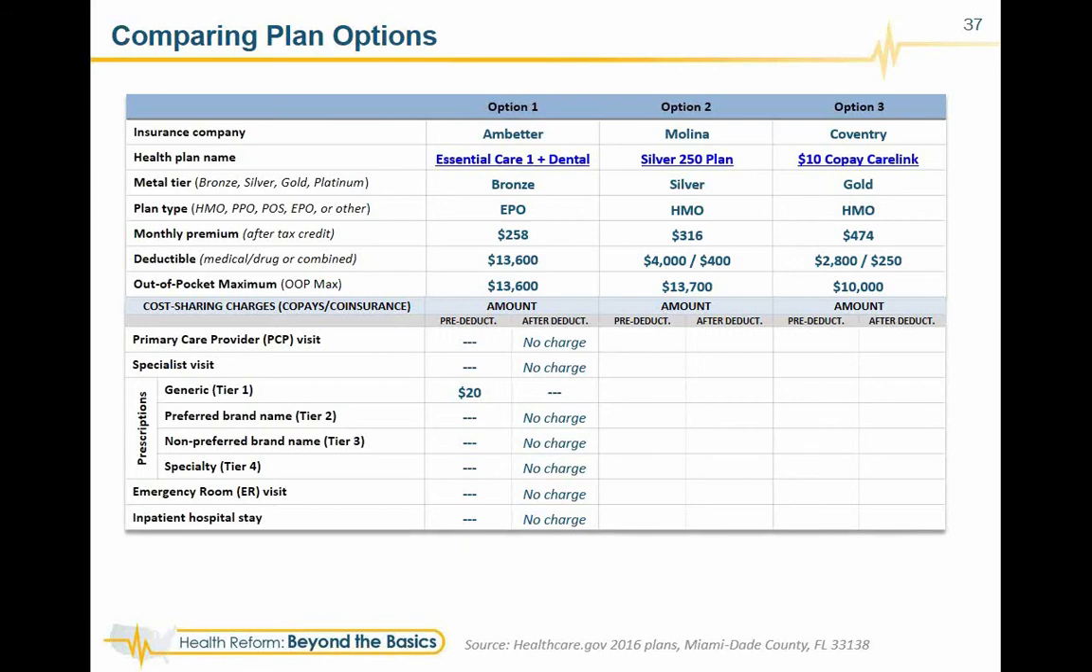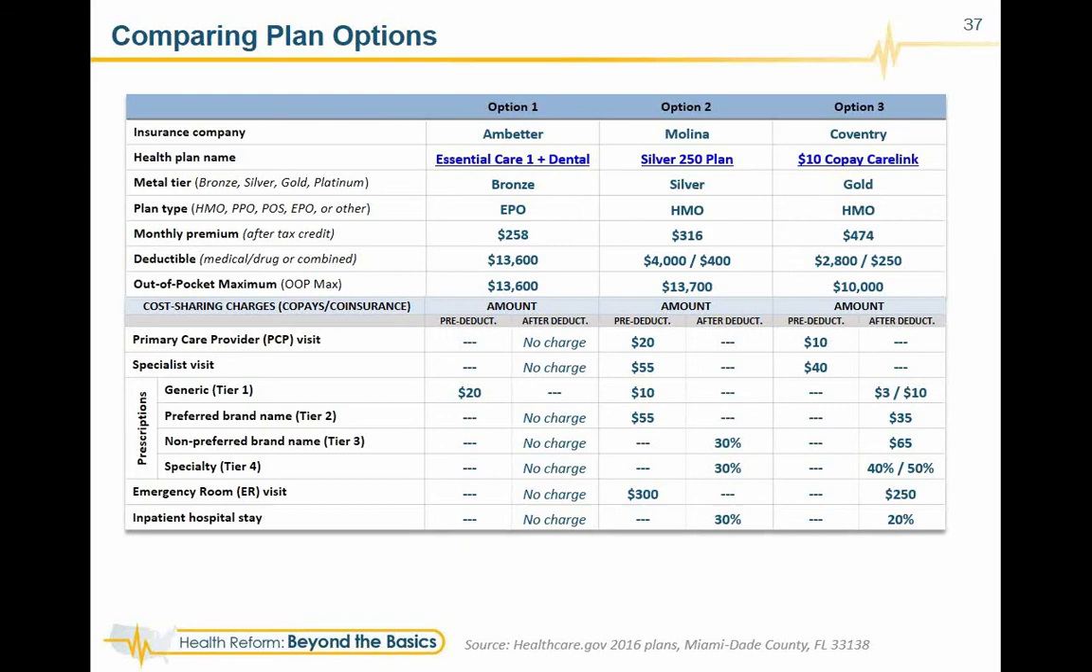in this plan. Option 2 has a much higher premium, but a much lower deductible. And the plan does cover a lot of services such as doctor's visits, ER, and an ER stay, and they cover that pre-deductible. Now, option 3 has the highest premium, but it has the lowest deductible, and it has even lower cost-sharing charges than the other 2 plans.